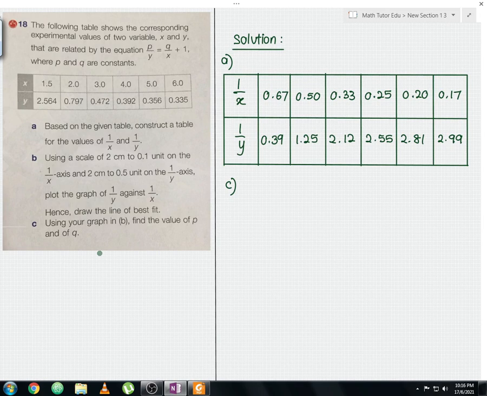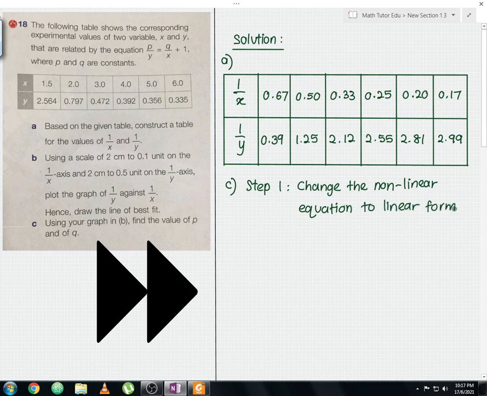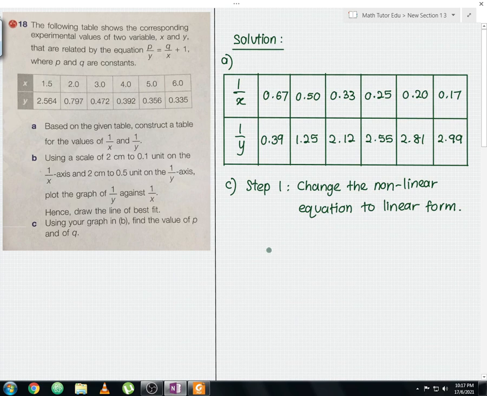So the first step of what we need to do is to change the non-linear equation to linear form. That will be our first step. So let me write the working here. Given by the question, p over y equals q over x plus 1. For the next step, we're going to divide the whole equation by p.